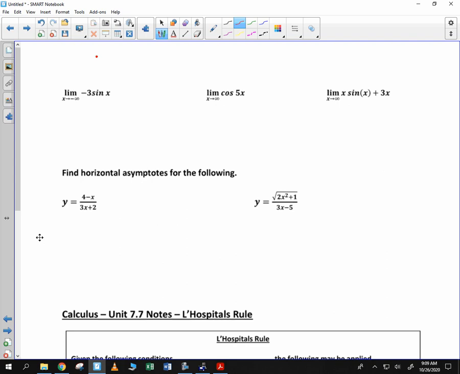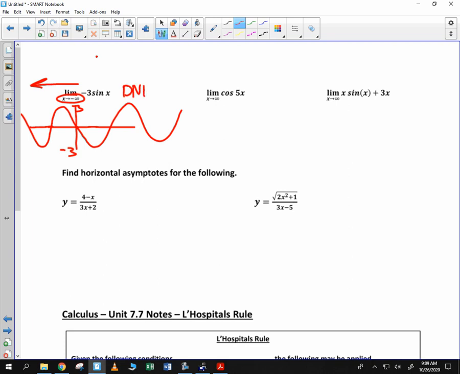A couple more problems. Sometimes you can't confirm algebraically. You need to think about the graph. For example, negative 3 sine of x. You know that this has an amplitude of 3. Goes up to positive 3, goes down to negative 3. As you head towards negative infinity, so as you go this way, you can see, again, the graph bounces back and forth between 3 and negative 3. It never isolates down to one value. So, in fact, this does not exist.